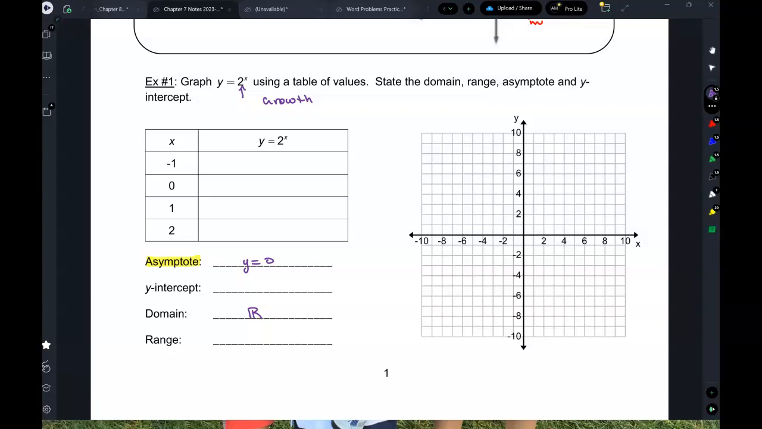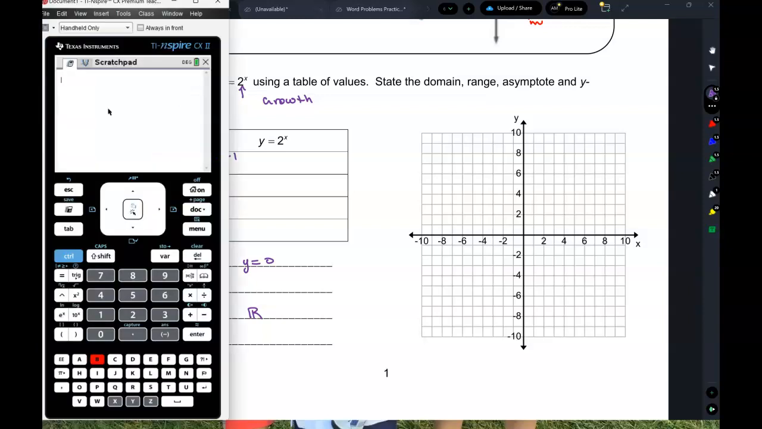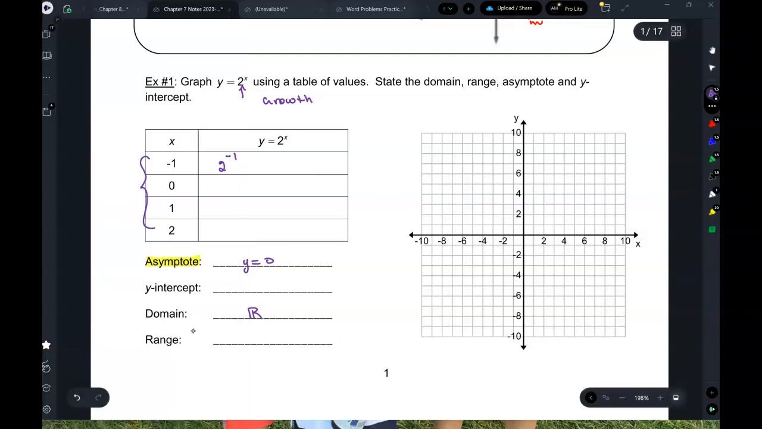Okay, now we're going to graph this. To graph this, we have to pick points. These are really good points to pick: -1, 0, 1, 2. So we're going to plug these in. 2 to the power of -1. All right, so go ahead on your calculator. 2 to the power of -1 is 1/2, right? So this is going to be 1/2.